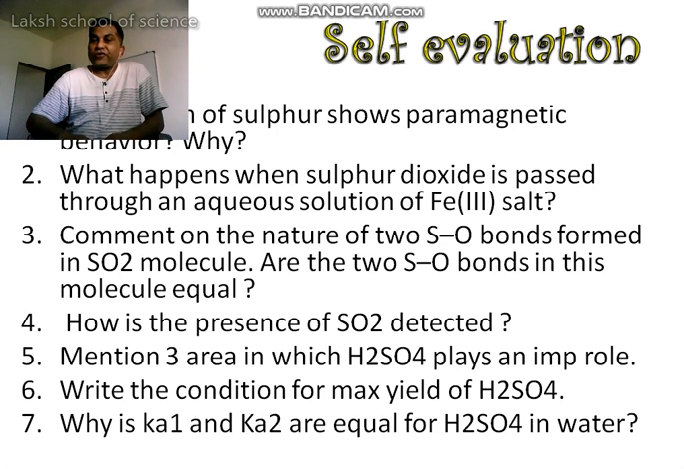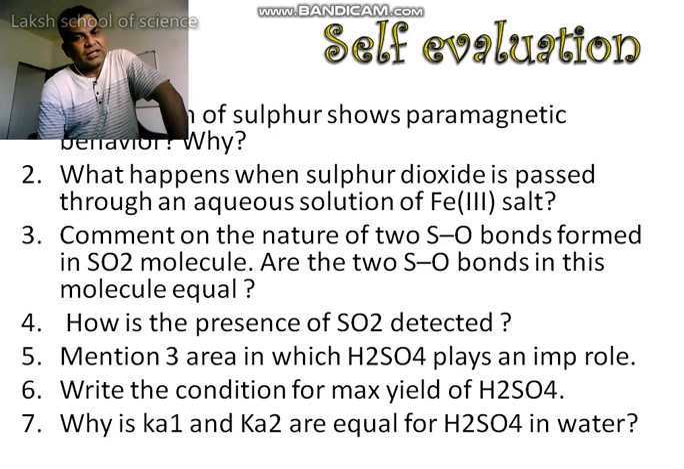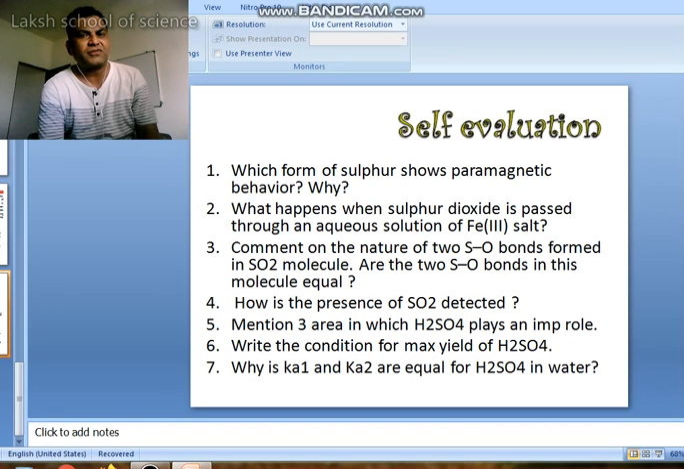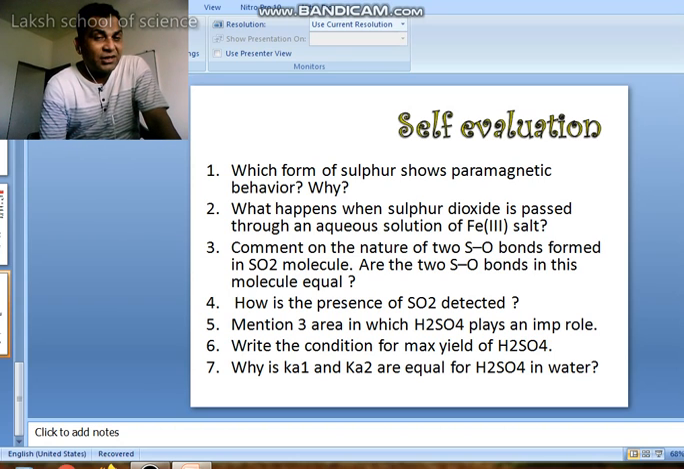The color changes from violet to colorless, in which H2SO4 plays an important role. You have to write the conditions for the manufacture, which is what we check when an industrial unit is working. Ka1 and Ka2 are equal for H2SO4 because both times the same amount of water is used. So these are our ideas on sulfuric acid and its questions. Hope you will write this. So the first question again: which form of sulfur shows paramagnetic behavior and why?